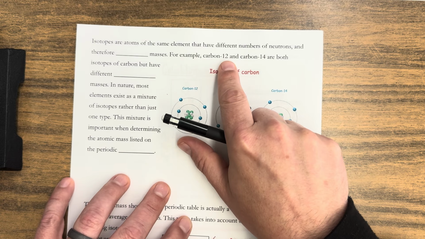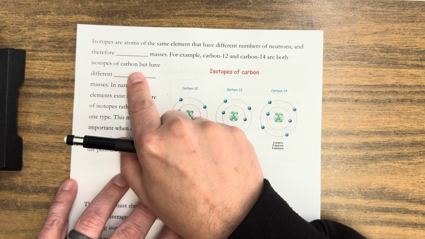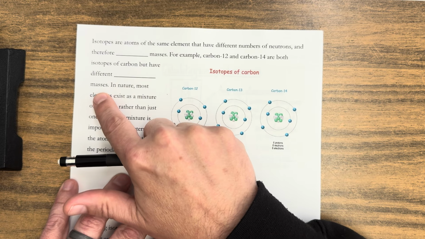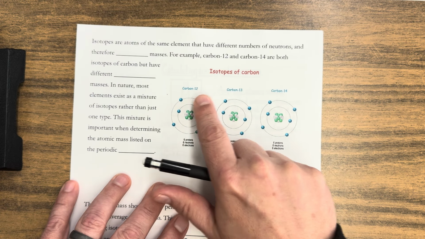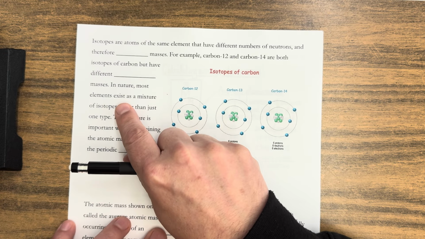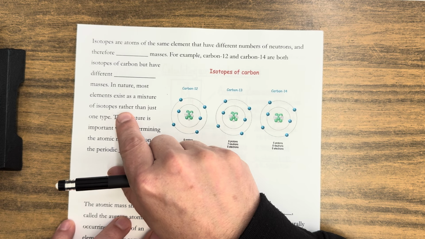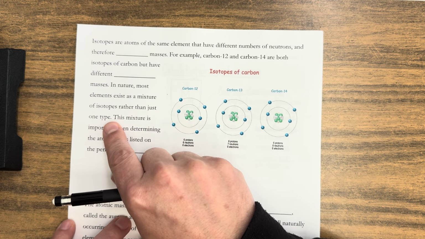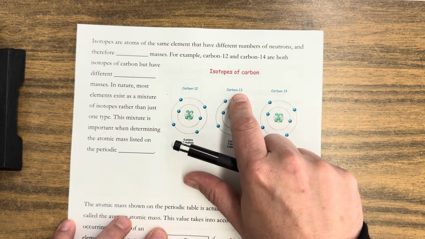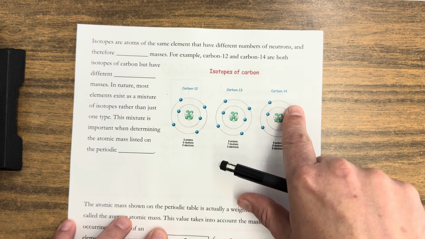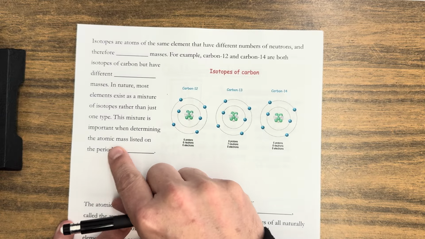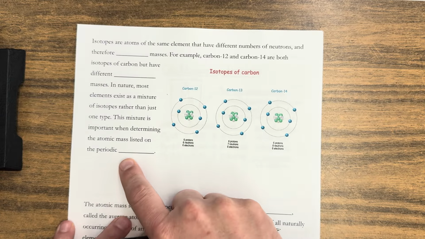For example, carbon 12 and carbon 14 are both isotopes of carbon, but have different atomic masses. That's these: atomic mass 12, atomic mass 13, atomic mass 14. In nature, most elements exist in a mixture of isotopes rather than just one type. So in a sample of carbon, you're going to have a bunch of carbon 12, a bunch of carbon 13, some carbon 14, all mixed in together. This mixture is important when determining the atomic mass listed on the periodic table.